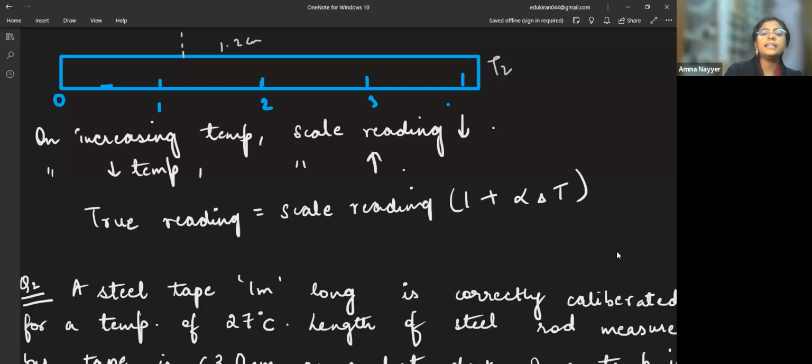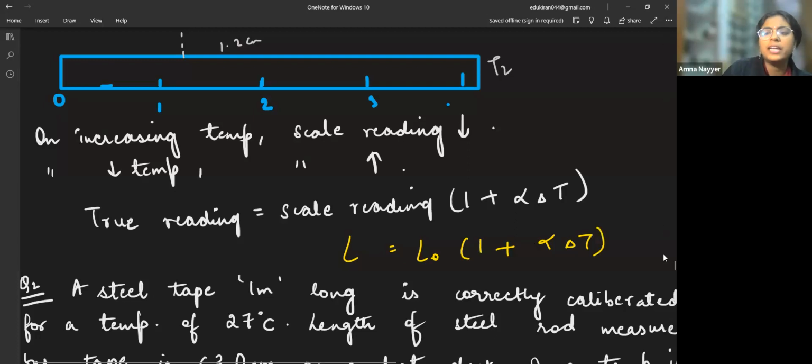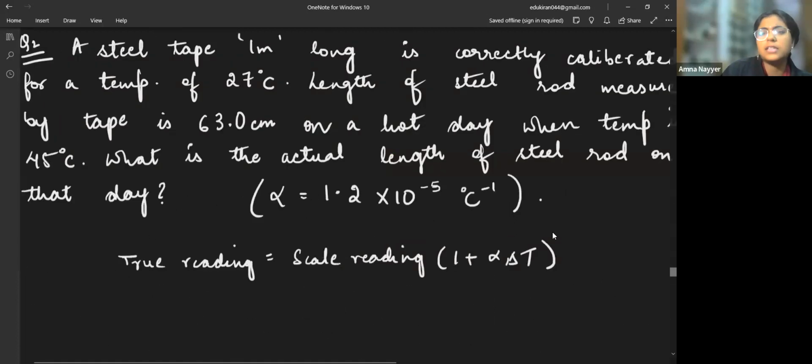So true reading is equal to scale reading times (1 plus alpha delta T). This is the formula which you can use if you want to find out the actual reading. It is like the formula L is equal to L naught (1 plus alpha delta T), where L is the true reading and L naught is the original length, meaning the scale reading, the new length. Similar to what we have done. I'll give you an example. I'll not discuss this question in detail; you can calculate it later.